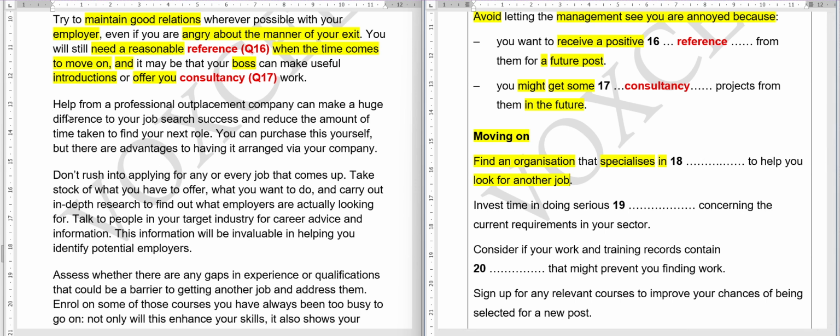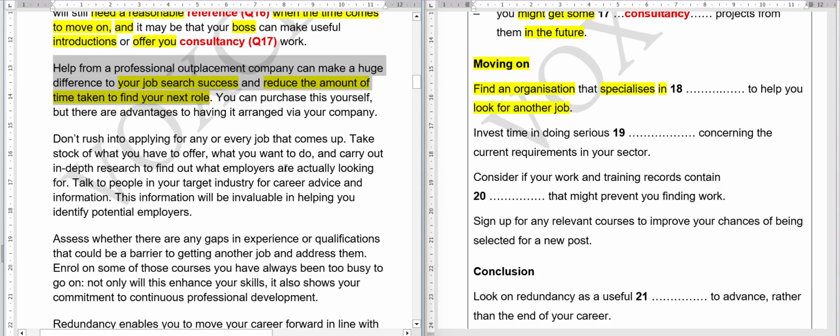Help from a professional outplacement company can make a huge difference to your job search success and reduce the amount of time taken to find your next role. So they're saying that you should take help from a professional outplacement company because they can make a huge difference to your job search success, and it will reduce the time needed to find your new role. Okay, so obviously our answer is in this particular sentence, and your time starts now.